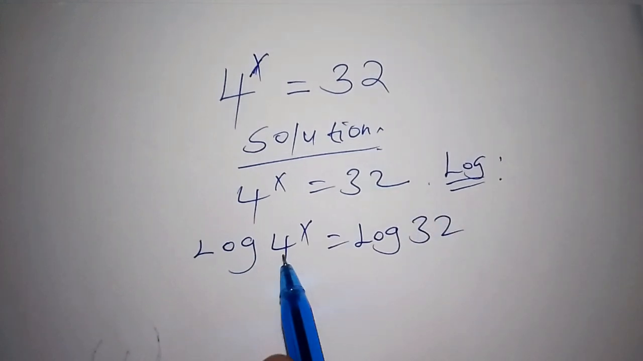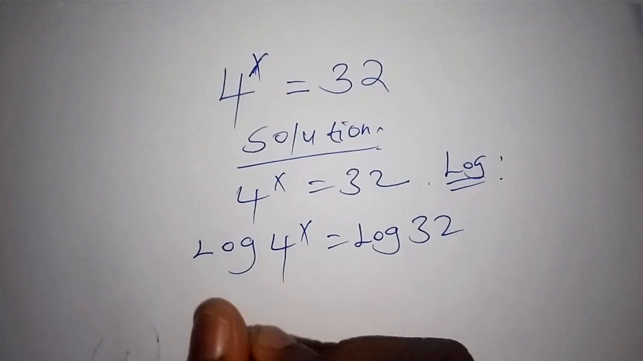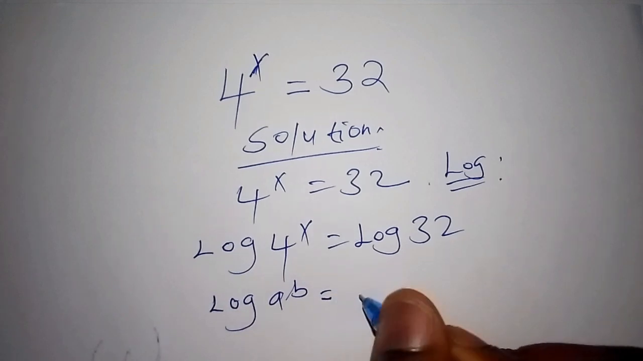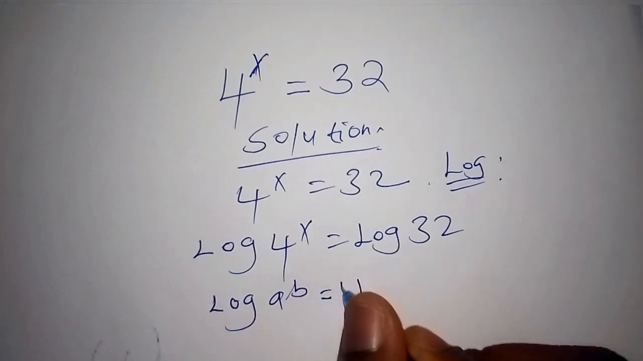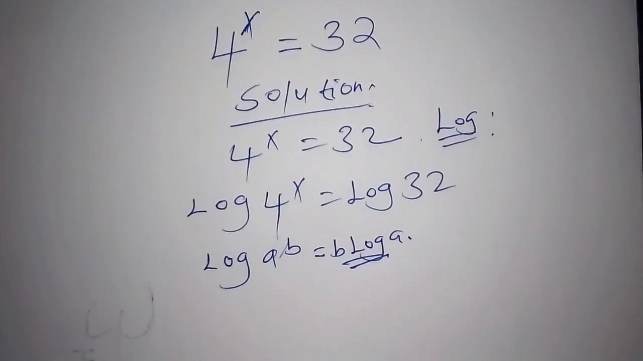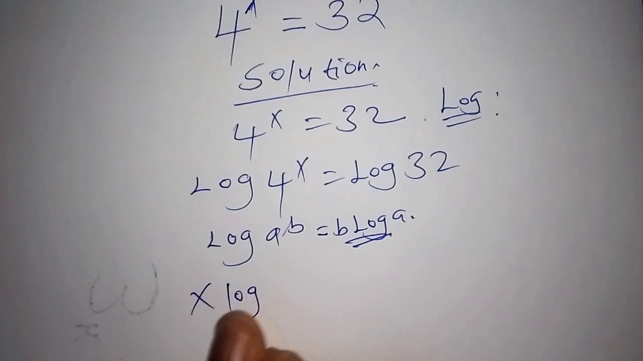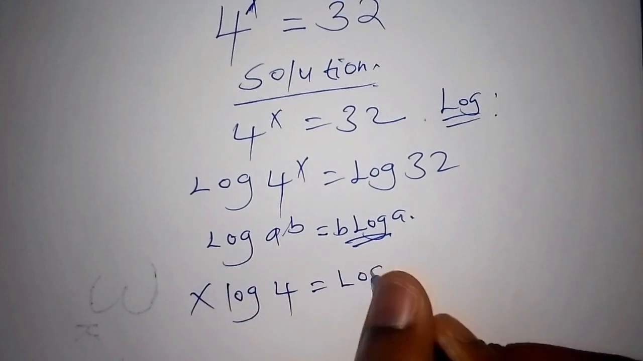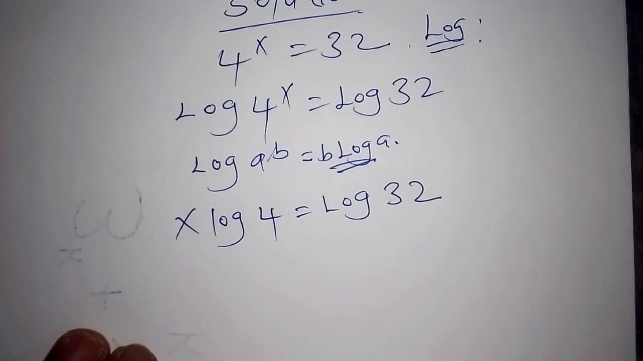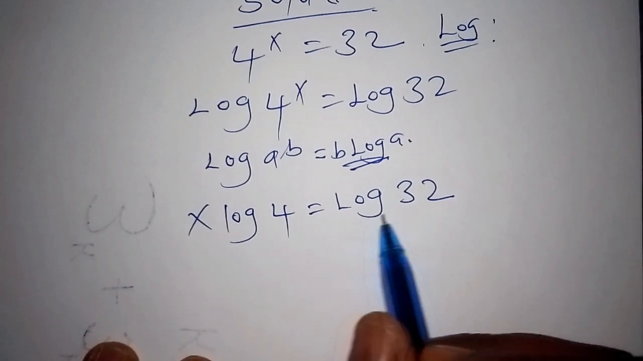So log 4 to the power of x can also be written as, we all know that the log of a to the power of b can also be written as b log a. Meaning that in this maths problem we are going to have x log 4 is equal to the log of 32.